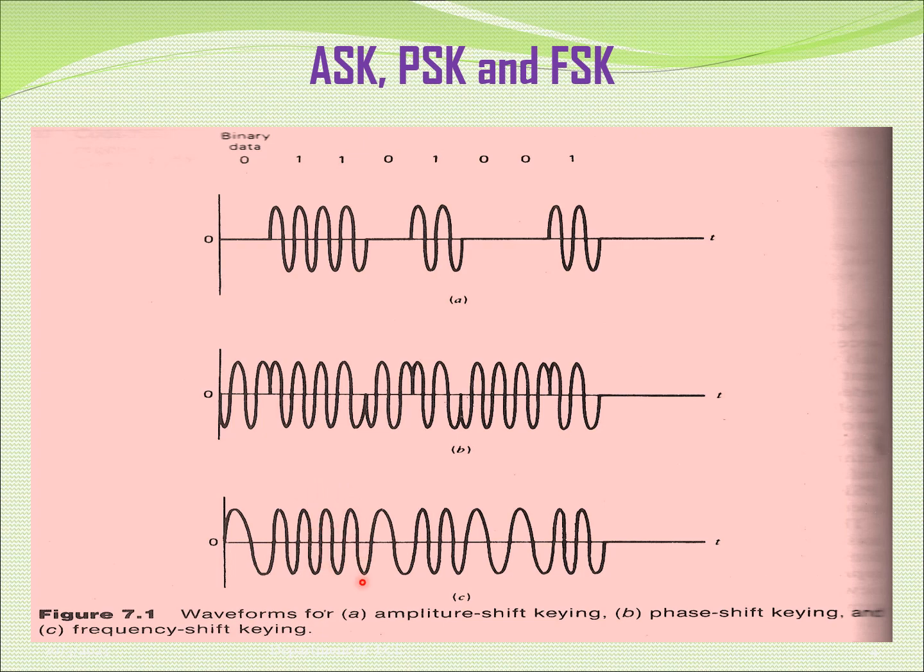So all three, ASK, PSK and FSK, are binary modulation schemes which apply the variation in amplitude, phase and frequency. That is, carrier is varying its amplitude, phase and frequency in accordance with the message signal, which is binary digital data.